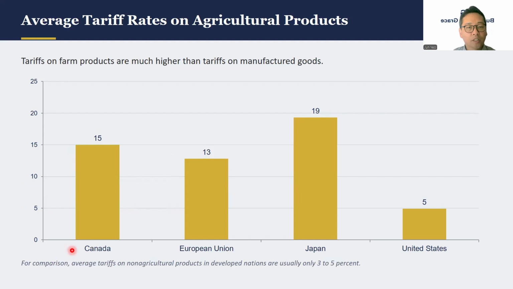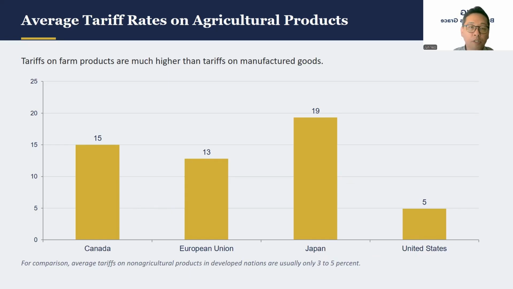Let's look at real numbers now. This chart shows average tariff rates on agricultural products in 4 economies. Canada charges an average tariff of 15%. The European Union charges 12.8%. Japan charges nearly 20%, the highest of the group. The United States charges about 5%, the lowest of the group.